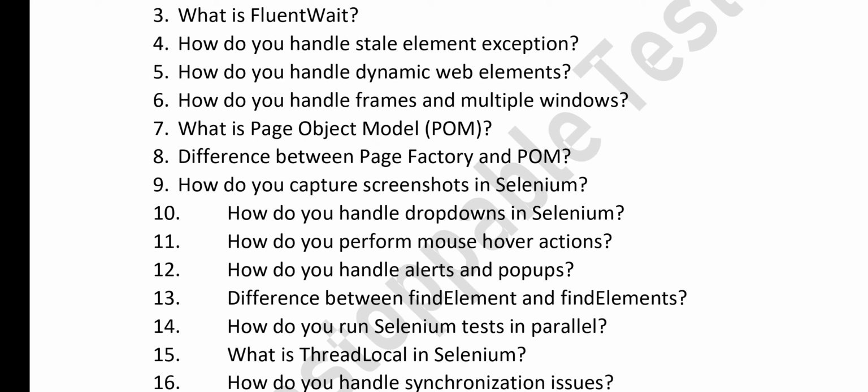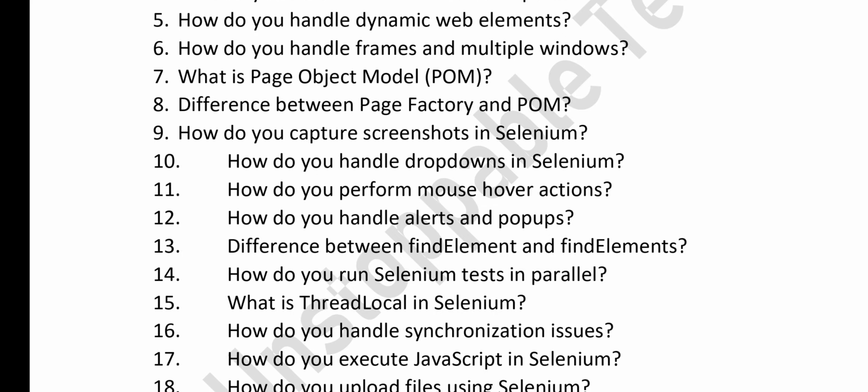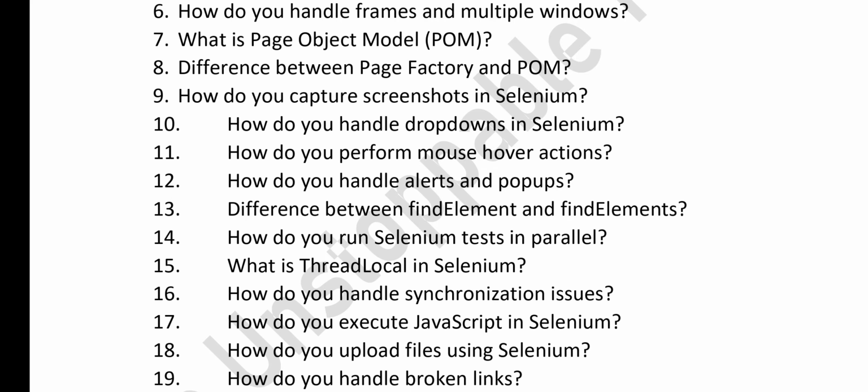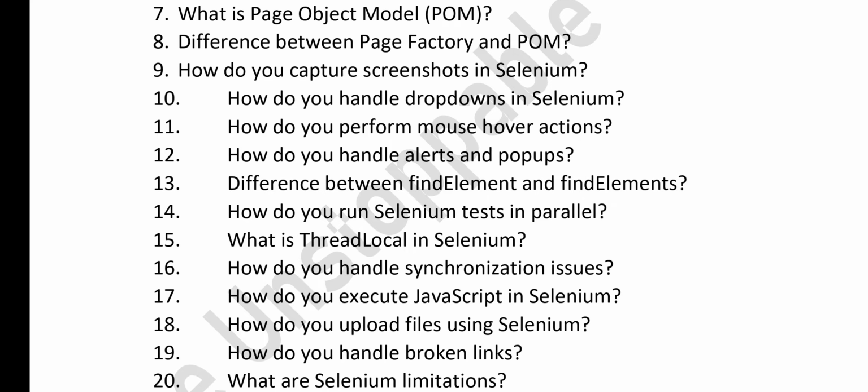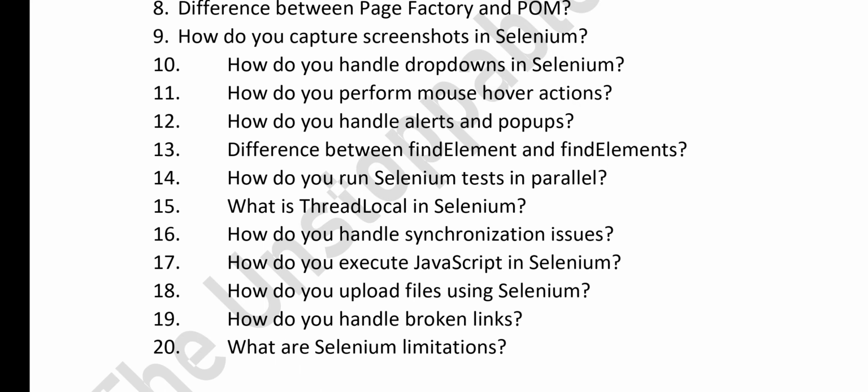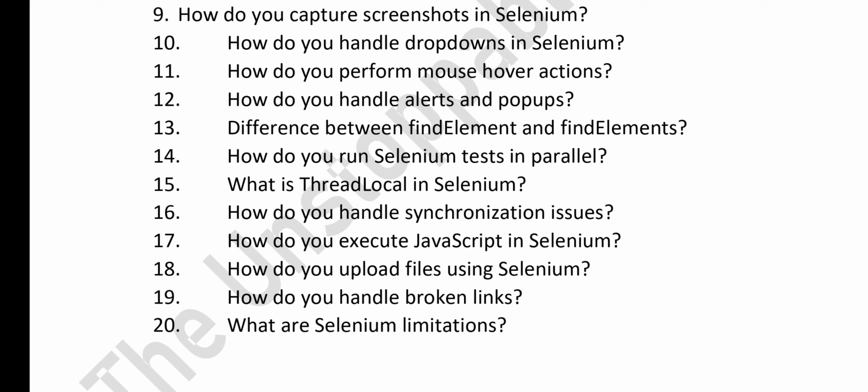What is page object model? What's the difference between page factory and page object model? And how do you capture screenshots in Selenium? And how do you handle dropdowns in Selenium? How do you perform mouse over actions? How do you handle alerts and pop-ups? Differences between find element and find elements.